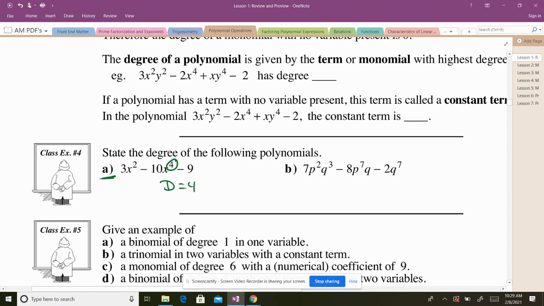What about b? What is the degree? So look at each term separately. What are all the exponents combined in this term? On the variables, you'd add 2 and 3 and you get 5, right? On this term, you'd add the 7 and the 1, you'd get 8. And on this term, it would be 7. So what's the degree? 8.